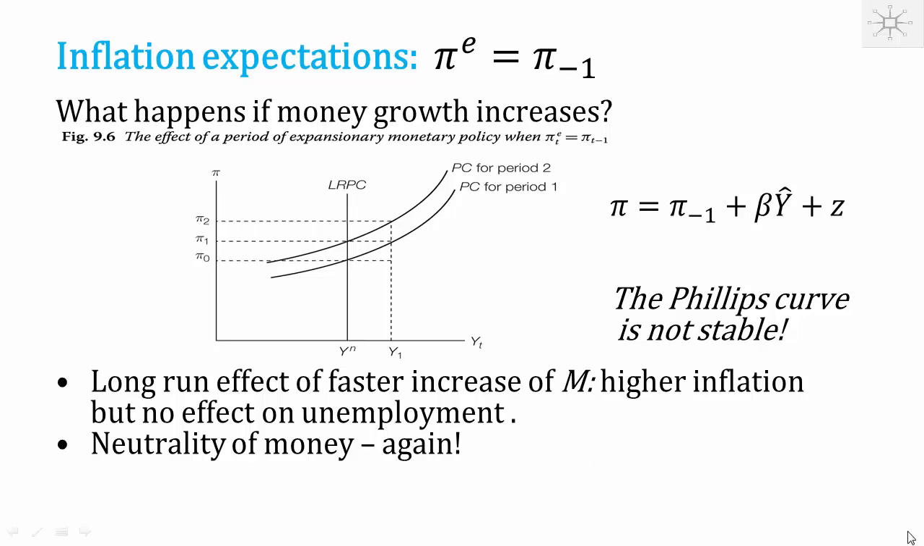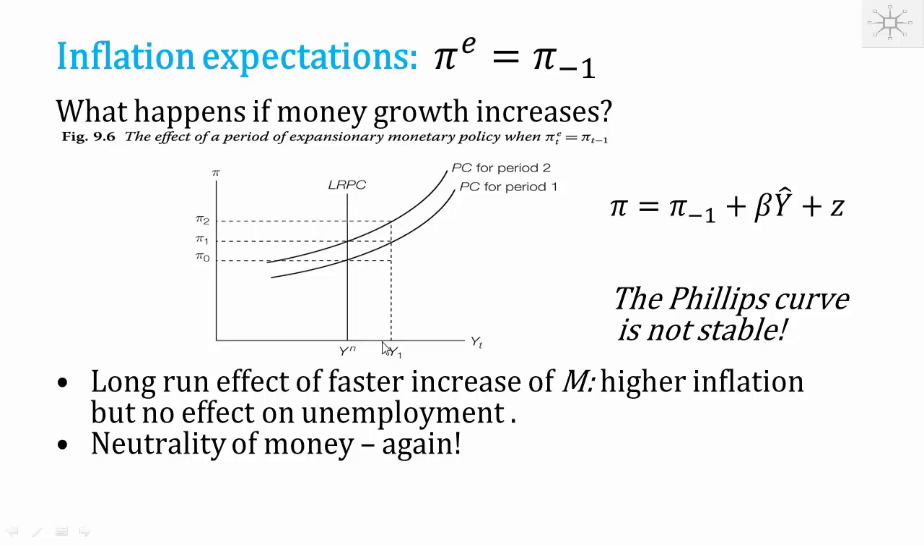But suppose now that the central bank continues to pursue an expansionary policy, increasing the money supply so as to keep production on this high level. Well, then, since the Phillips curve is now this one for period 2, if production is y1, then inflation is going to be pi 2. So you see that inflation is rising further.